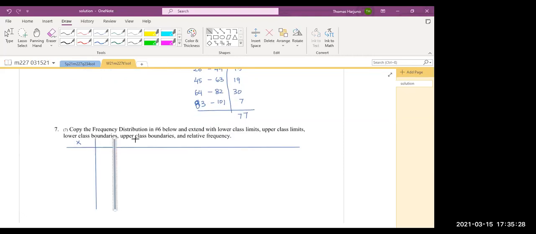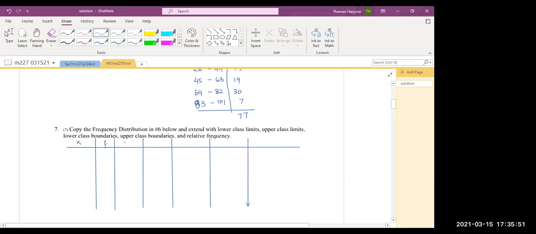And then lower class limit, upper class limit, lower class boundary, upper class boundary, oops, and relative frequency. Okay, so this is the frequency, lower class limit, upper class limit, lower class boundary, upper class boundary, and relative frequency.